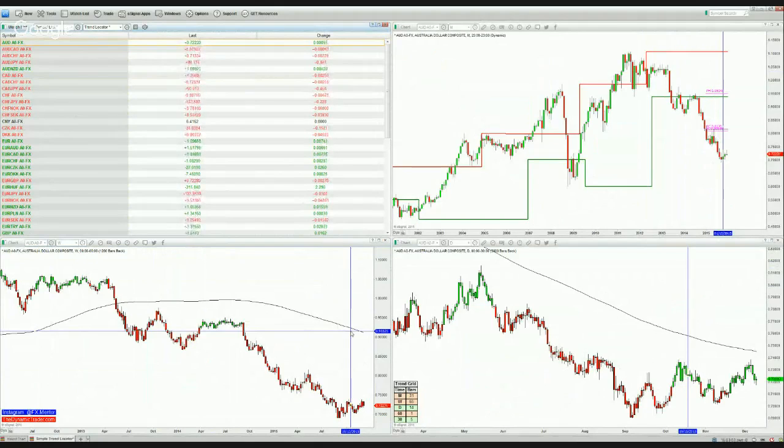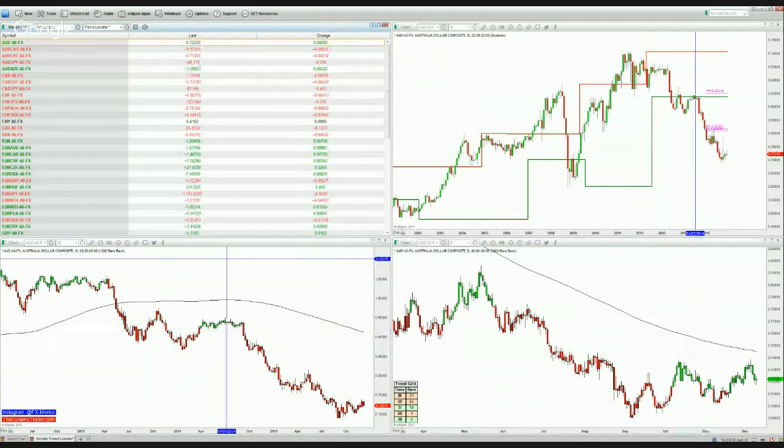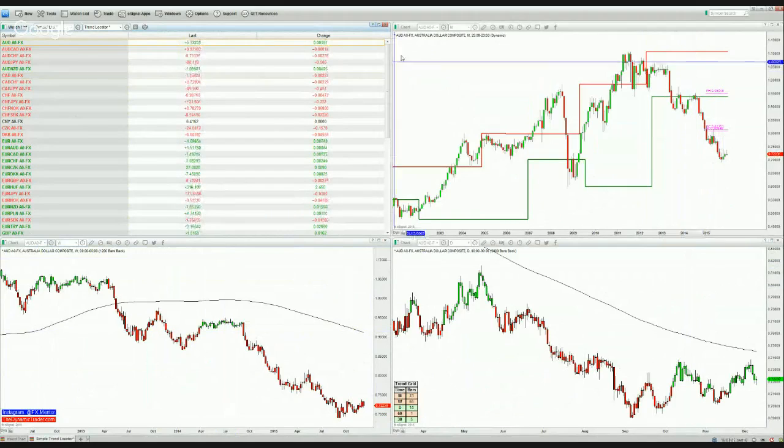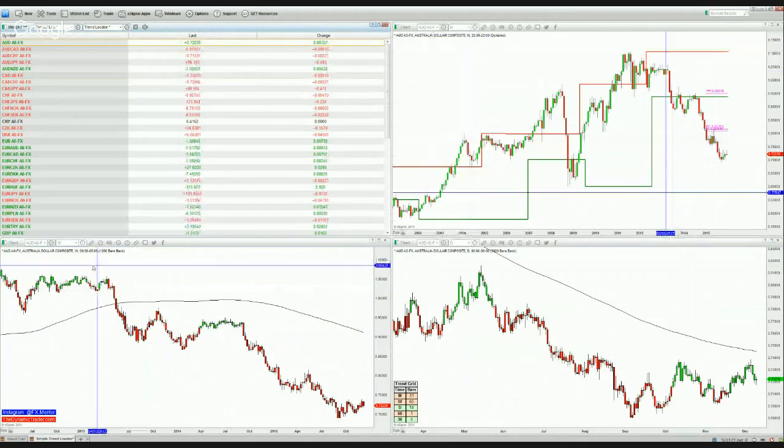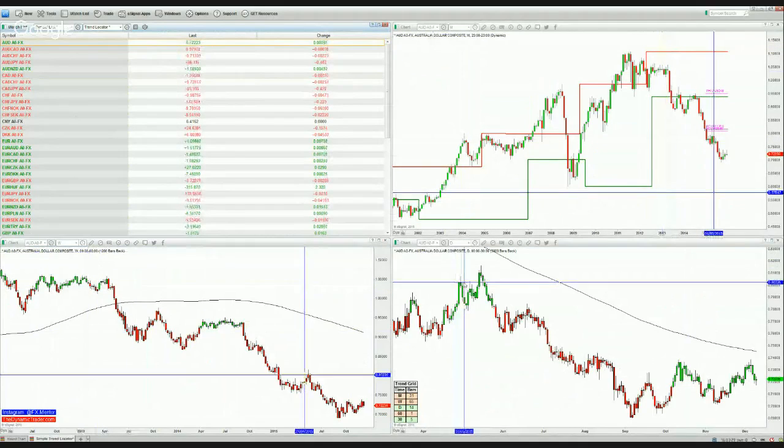Okay, so what we're going to do in today's webinar is actually look at which currencies are breaking out and which currencies that we actually need to keep an eye on for future breakouts. Okay, so what you can see in front of you is a typical chart setup of mine. So we've got the watch list in the top left corner. We've got the monthly chart in the top right corner, weekly chart bottom left, daily chart bottom right. Again, regular visitors will be very familiar with this.